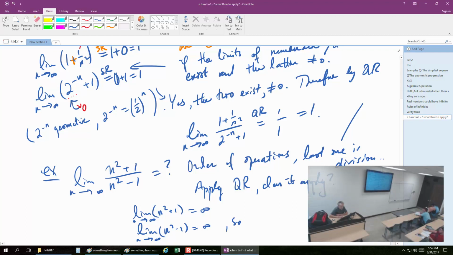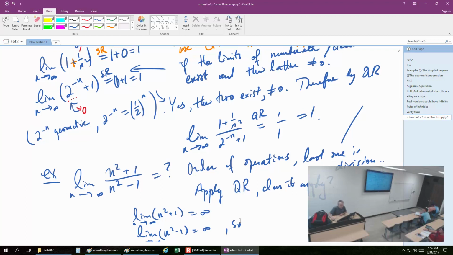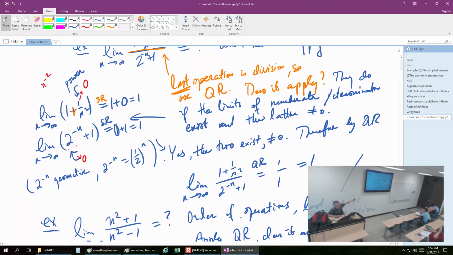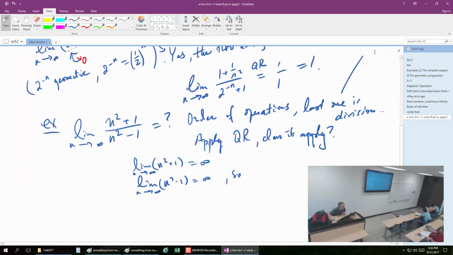Yes. No, look at it. Does it apply? It does not. The quotient rule does apply when the limit of the numerator and denominator exist and the latter is not equal to 0. The limits do not exist. They're certainly not numbers. So for the quotient rule to be applicable, both of them have to be convergent. They are divergent. So no, the quotient rule does not apply.